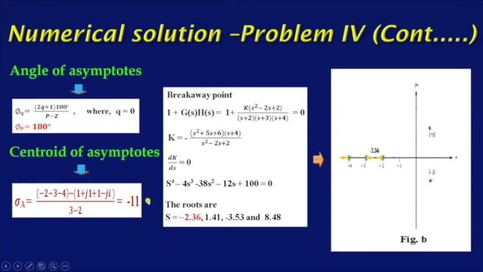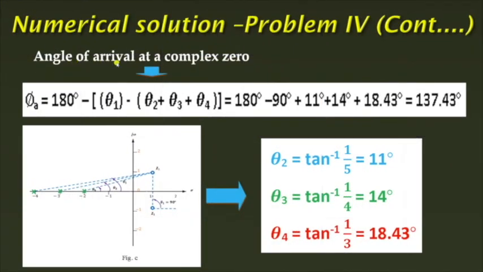The centroid of the asymptote is -11, and the asymptote angle is 180 degrees to infinity. Then find the angle of arrival at a complex zero. The angle of arrival is the angle at which the locus arrives at the zero in the S-plane.